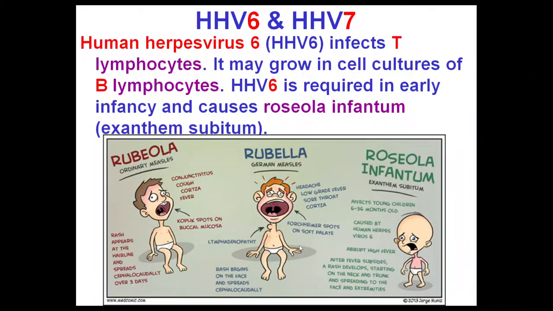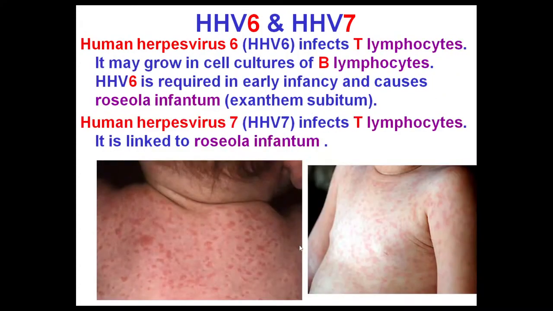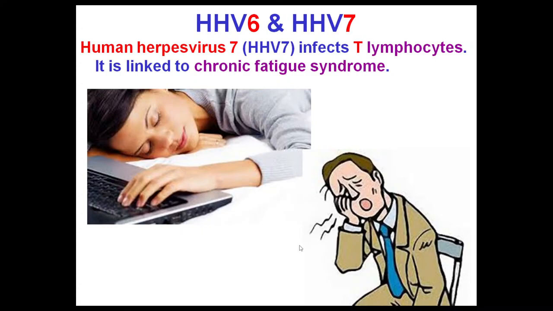Human herpesvirus 6 infects T lymphocytes. It may also grow in cell cultures of B lymphocytes. They are acquired in early infancy and cause roseola infantum. That is the clinical manifestation of the disease. It is believed that HHV7 infection may cause so-called chronic fatigue syndrome. That's typical for students, isn't it?